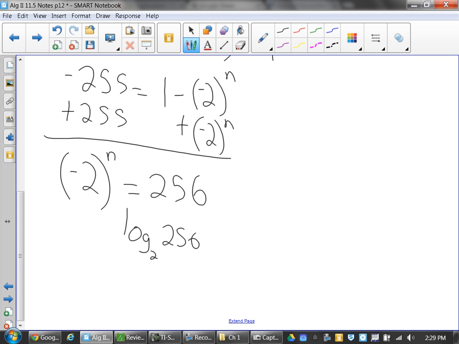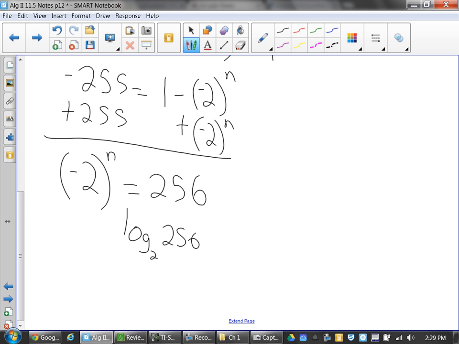How do you do log again? Base 2 to the what power? 2 to the 8th power is 256. When I have a negative or a positive 2 raised to an even exponent, it's always going to be positive. If it was an odd exponent, like 2 to the 7th or 9th power, then the answer would be negative.